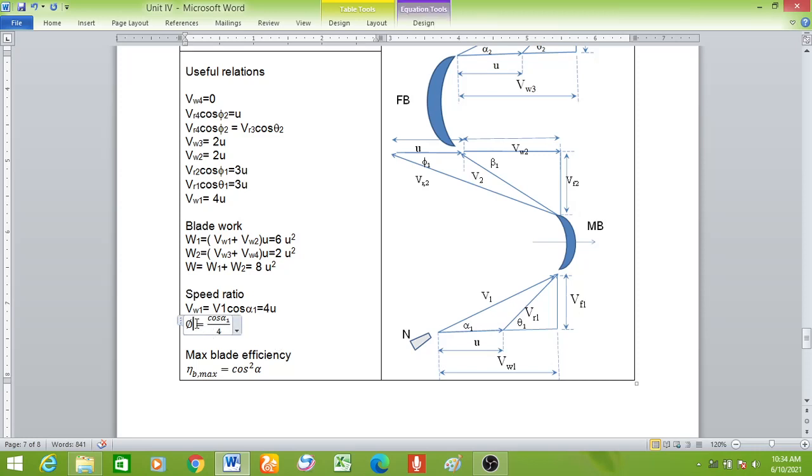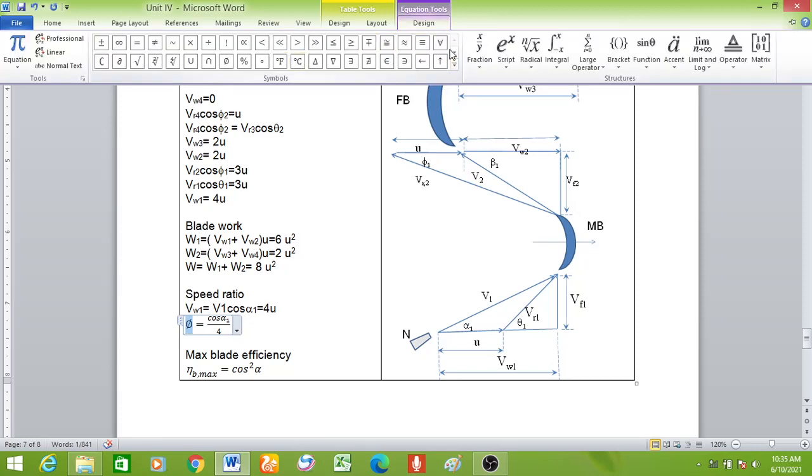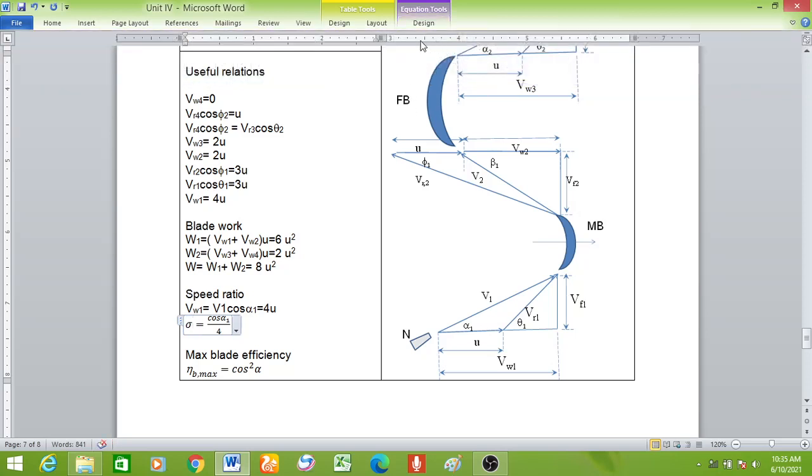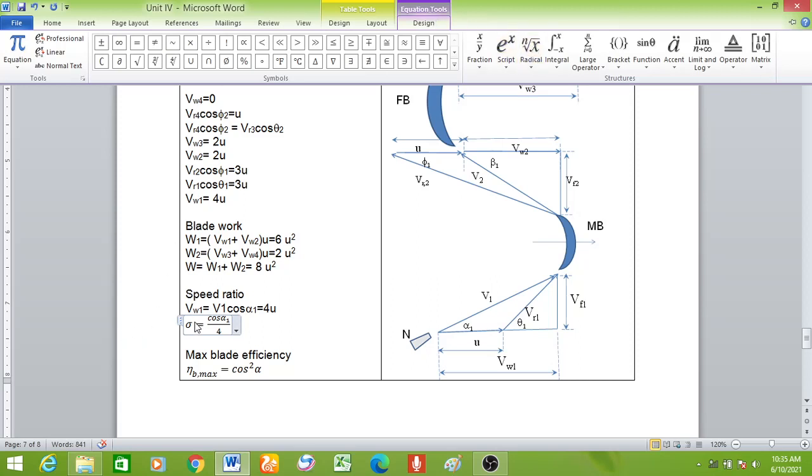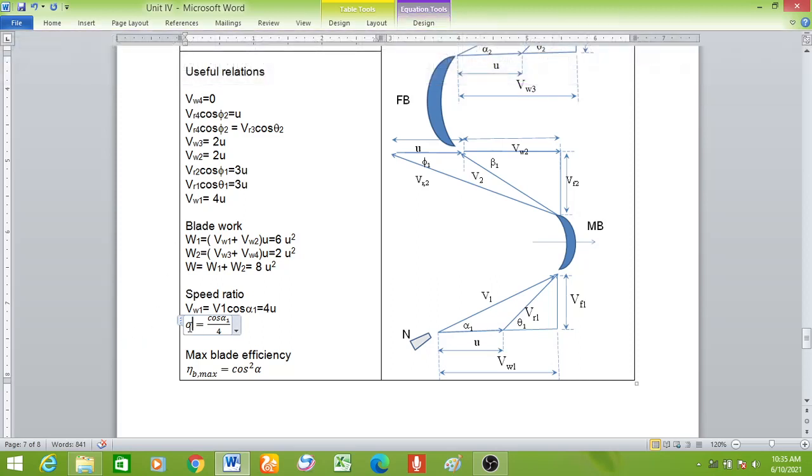Okay, sorry, it is not phi. Phi is the flow. Sorry for the typo again. This is sigma, the optimum speed ratio, sigma equal to cos alpha1 by 4. I did not say optimum only because we have taken it for maximum efficiency. All that I have given here is for the optimized case. So sigma is equal to cos alpha1 by 4, and substitute this sigma in the blade efficiency.